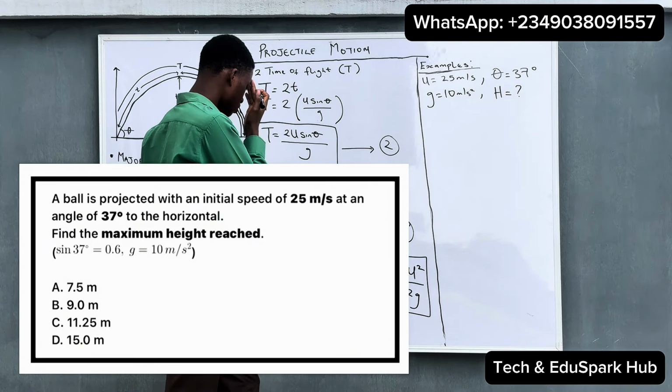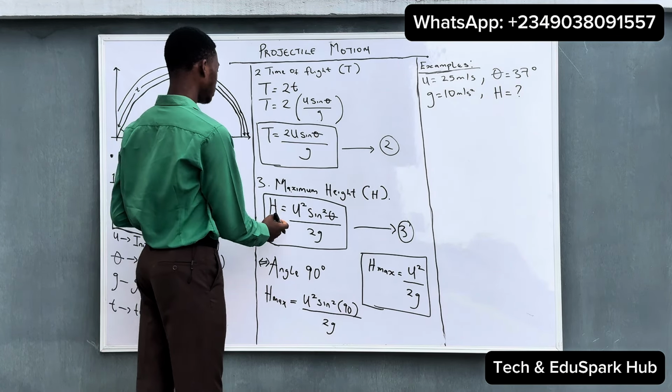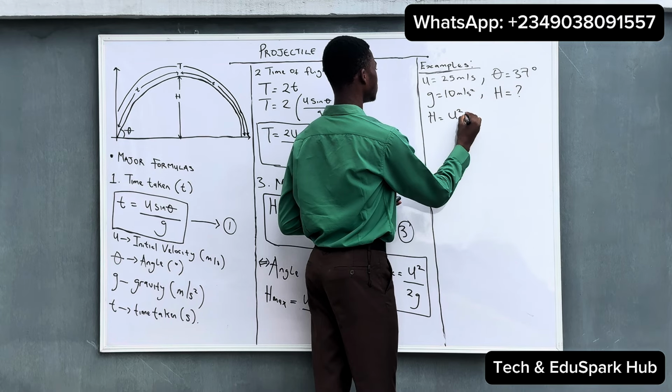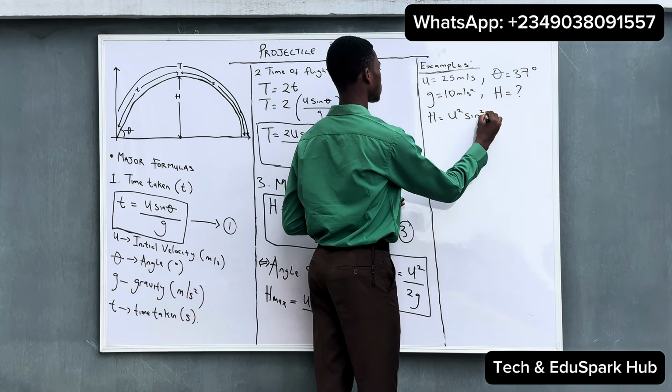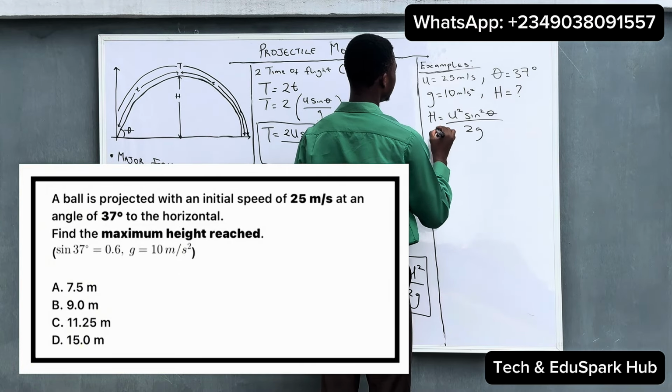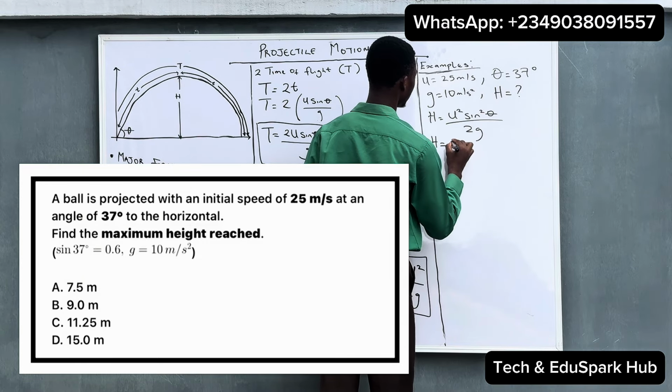So to this kind of question, from what we know, our h is equal to u square sine square theta over 2g. So putting our parameters in this formula, we have our maximum height to be equal to, what is our u? Our u is 25.